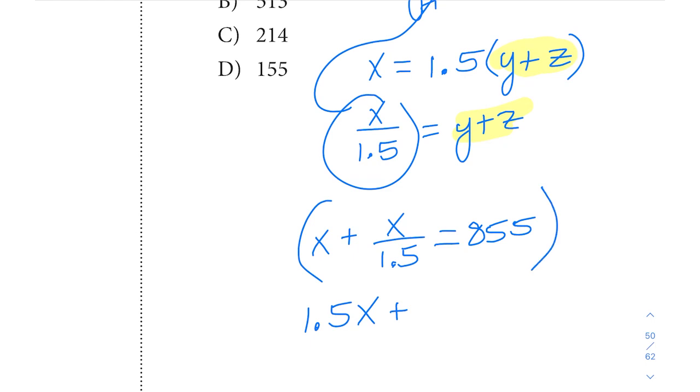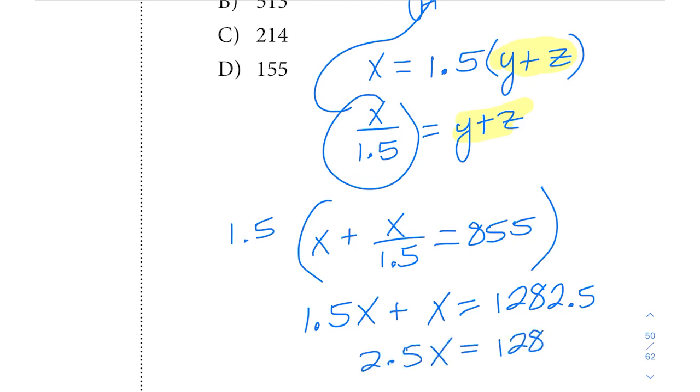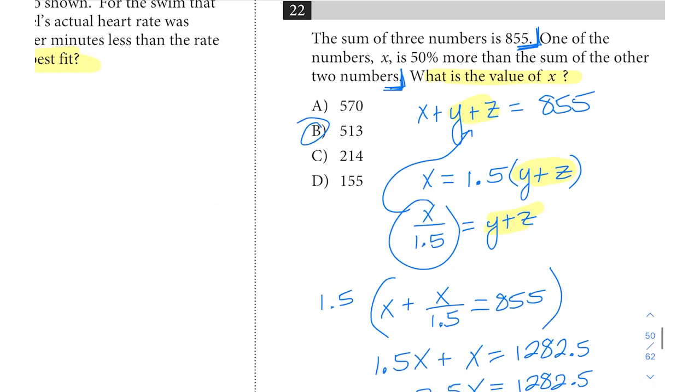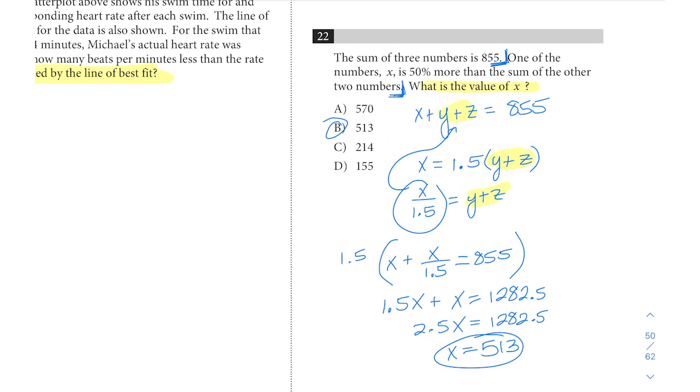That would give us 1.5x plus x, multiplying the whole thing by 1.5 to get rid of that denominator. So 1.5x plus x equals 855 times 1.5, which would be 1282.5. Combine like terms, 2.5x equals 1282.5. Divide by 2.5. And we are left with x equals 513, which matches answer choice B.